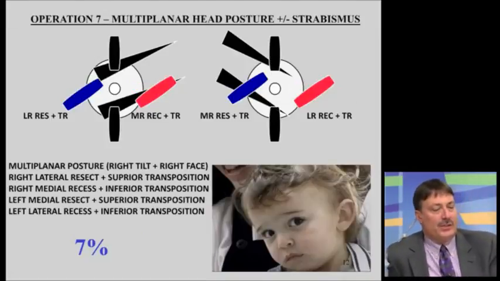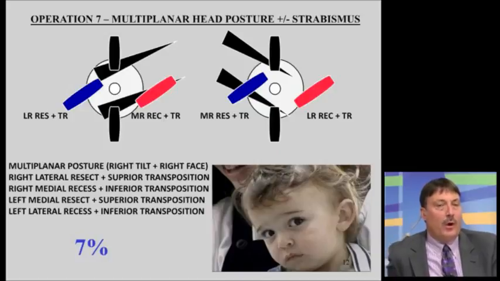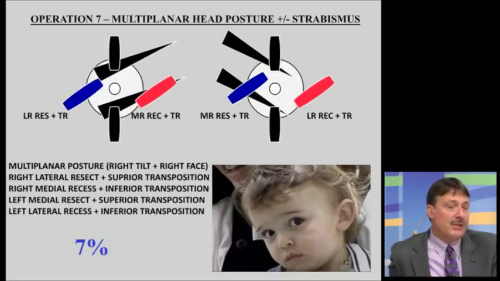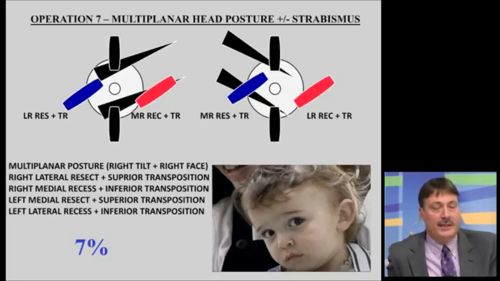Operation number 7 is a multiplanar head posture where they're turned, tilted, and down. What you could do is similar to what Paulo had presented: in addition to doing an R&R, if you vertically transpose the horizontal muscles, then you can also take care of the tilt as well. So I do a one tendon width transposition.